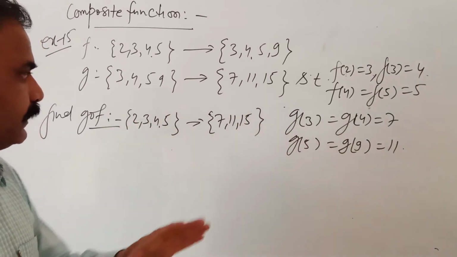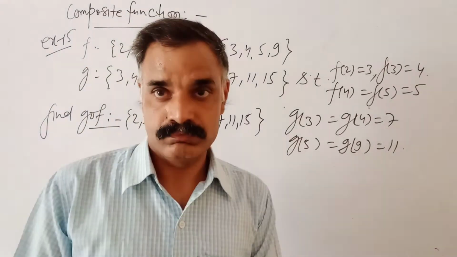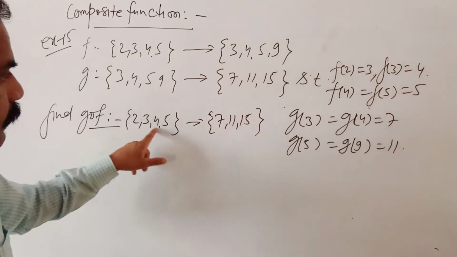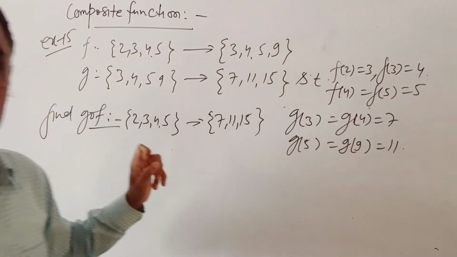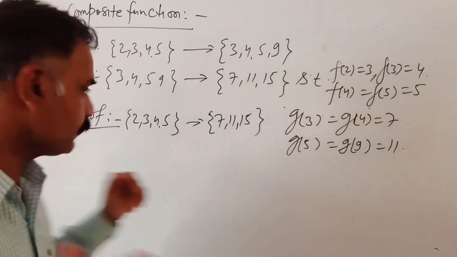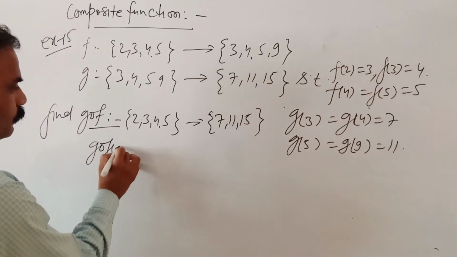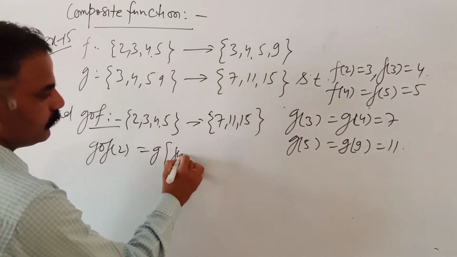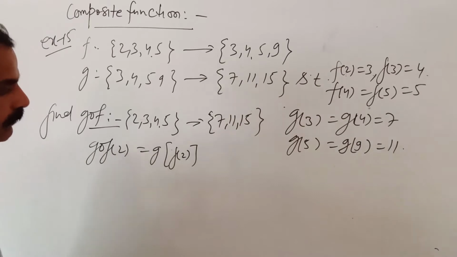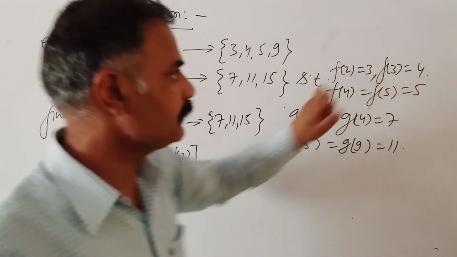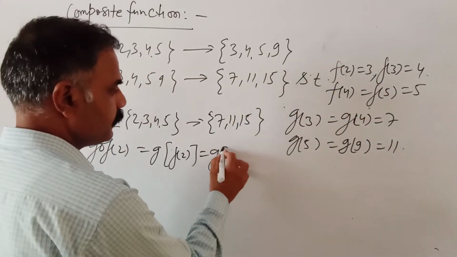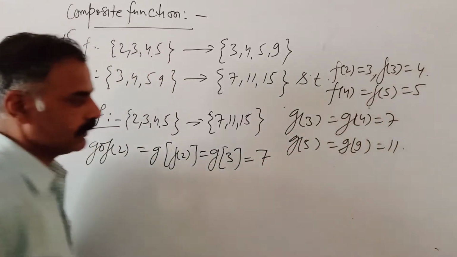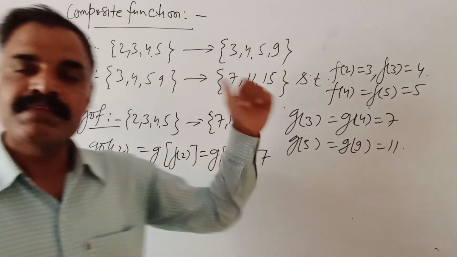Now we want to find gof in roster form, so we will find the values of 2, 3, 4, 5 under gof. So gof of 2 is equal to g of f(2), and f(2) is equal to 3. So g of 3, and g of 3 is equal to 7. So gof of 2 equals 7.